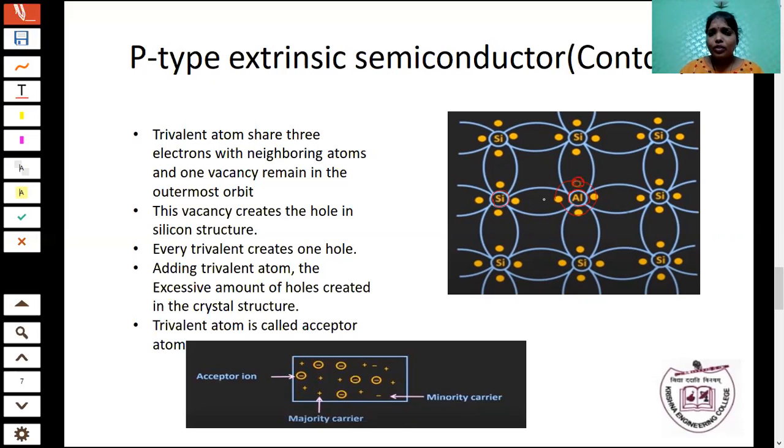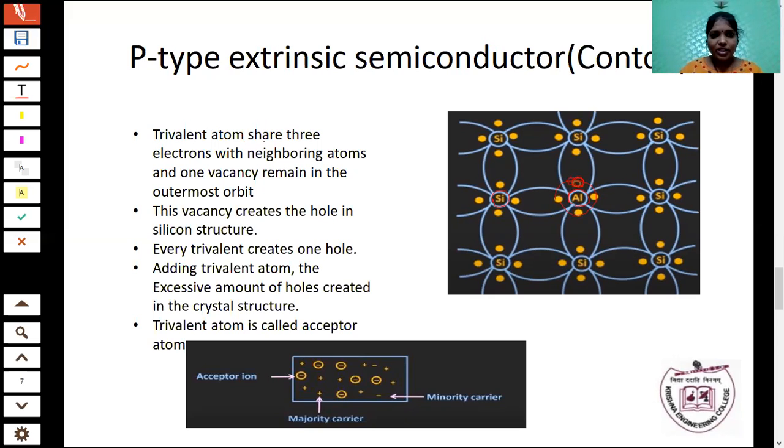You know that in a crystal structure, the atoms are combined to form a solid. Here in this aluminum atom, the 3 electrons are associated with the neighboring silicon atoms. Here you see this silicon atom, first one, second one, third one. So these 3 valence electrons of the aluminum are associated with these 3 silicon atoms. That one place is vacant, that is, it is unassociated with a silicon atom.